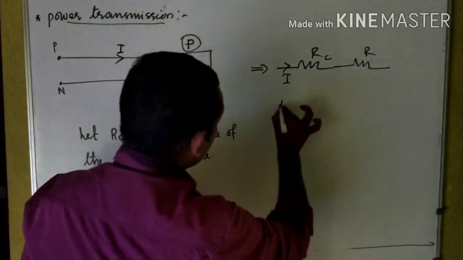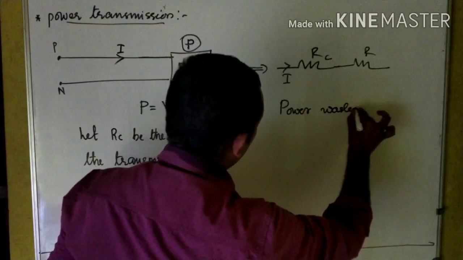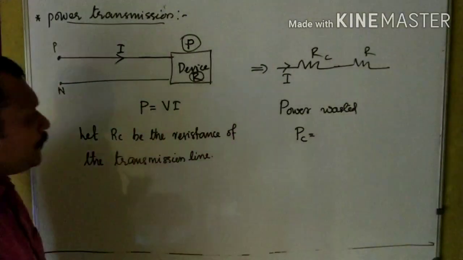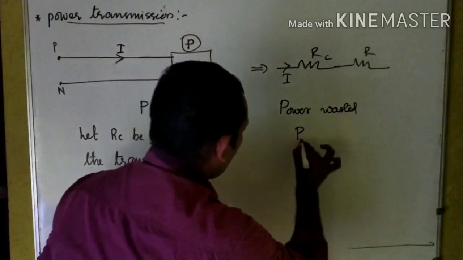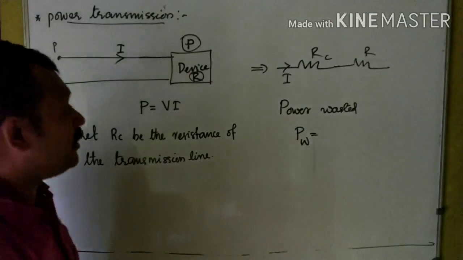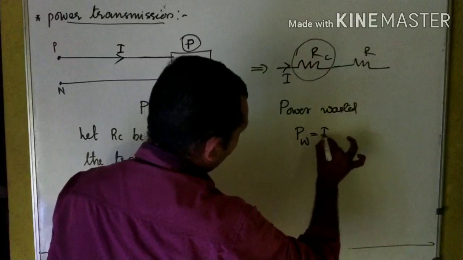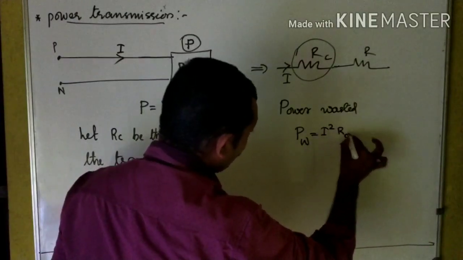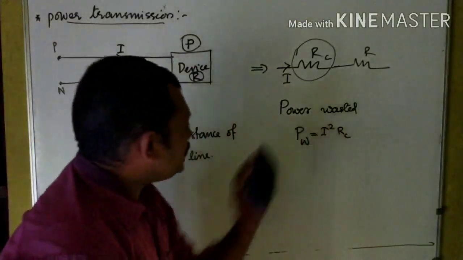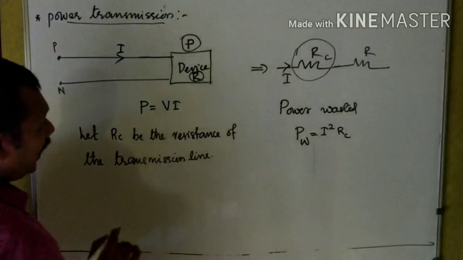Now, power wasted in the transmission line. Let us take it as PW, as it is power wasted. By whom? By the transmission line. Let me say this resistance is RC, which means I can say power wasted is I square into RC, because these two are coming out to be in series. Power wasted is I square RC. RC is the resistance of the transmission line.